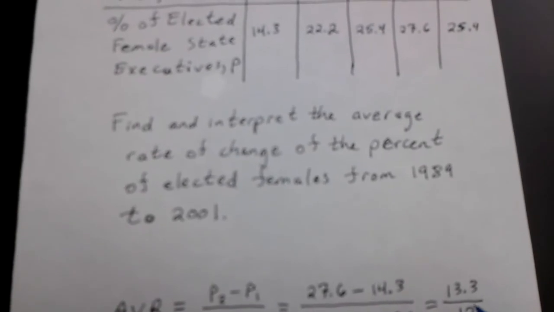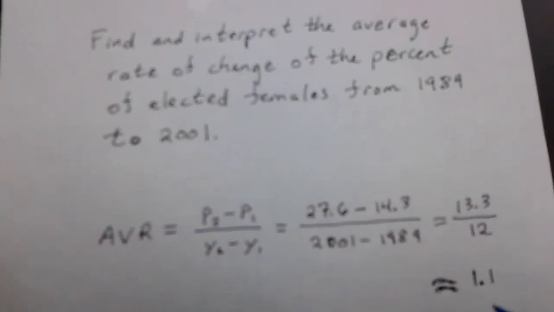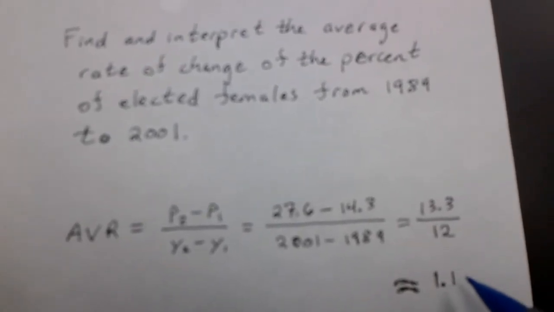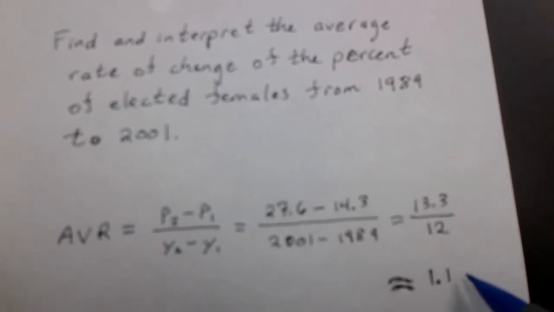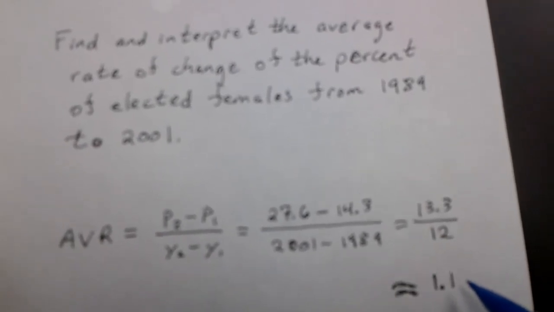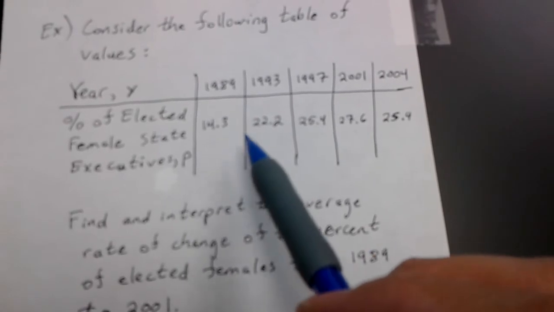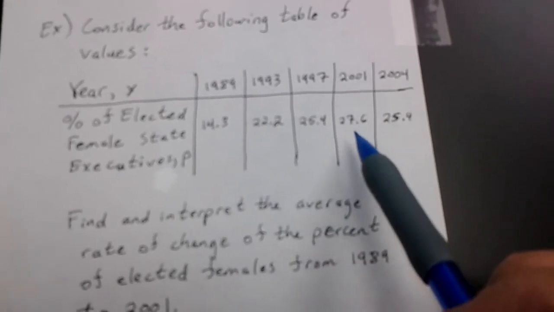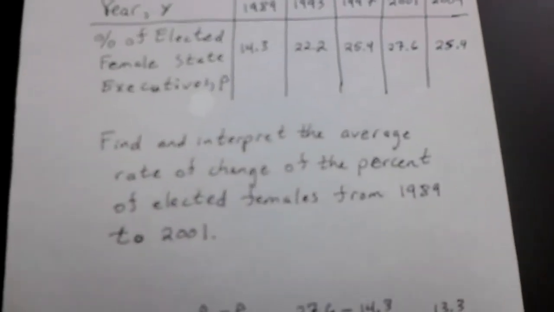That's what that means. But if we actually do the math, we get 1.1 or about 1.1. So this is percentage points per year that the percent has increased. So on average, the percent of elected females has increased by 1.1 each year from 1989 to 2001. And when we write a sentence, that's what we're looking for.